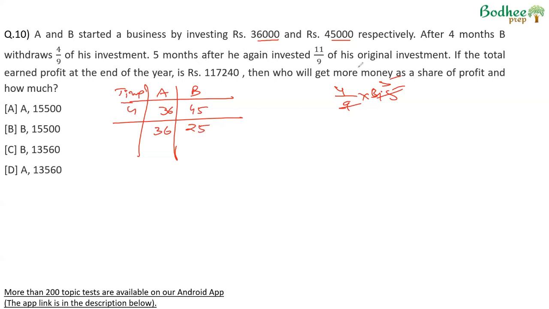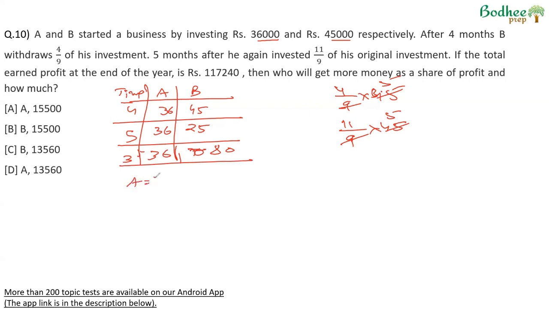5 months after that, he again invested 11/9 of his original investment. 11/9 of the original investment, 45, will be 55. This happened after 5 months. 55 plus 25 becomes 80. A remains at 36. So this is for the entire year, now 3 months are left. So for the remaining 3 months.